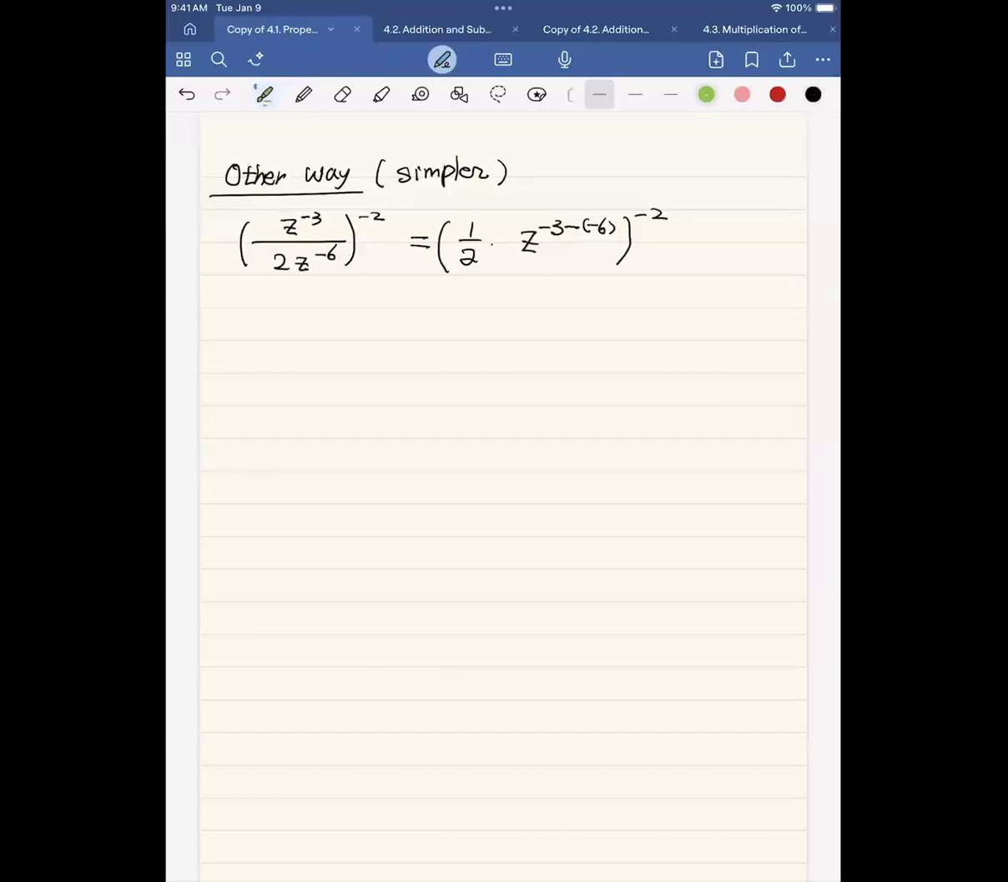Here, 1 over 2 can be written as 2 to the negative 1 power. Therefore, we can rewrite it as 2 to the negative 1 power times z to the negative 3 plus 6 power, all to the negative 2 power.